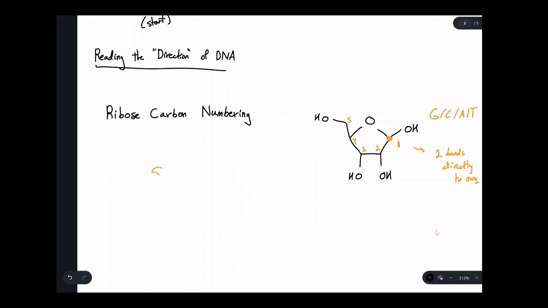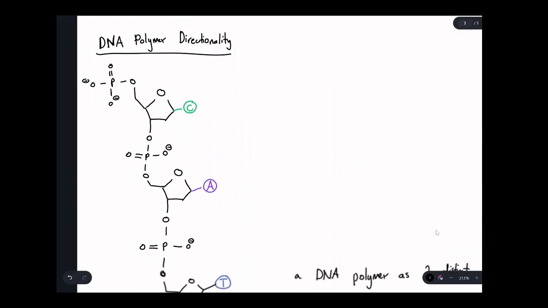So when we say 5 to 3 directionality, we're actually referring to carbon 5 and carbon 3 here, right? If it's DNA, by the way, this OH wouldn't be here. So when you say 5 to 3, we're kind of talking about this direction, 5 going to 3. So what does that mean? Let's look at a DNA polymer to understand it.